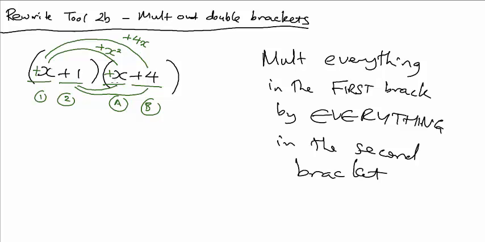Yeah, plus 1 times plus x. That will just give you 1x, which you just write as x, plus 1 times plus 4, which is plus 4. And remember, the beauty of keeping these signs all together is you don't have to think, am I adding this? No, you just literally write them as is. We've got plus x squared plus 4x plus x plus 4.